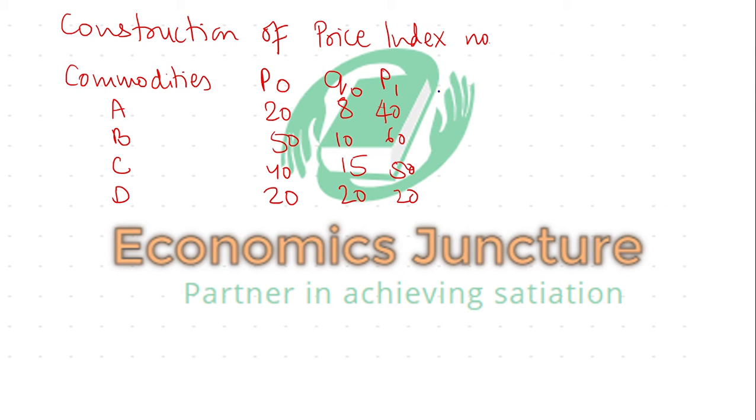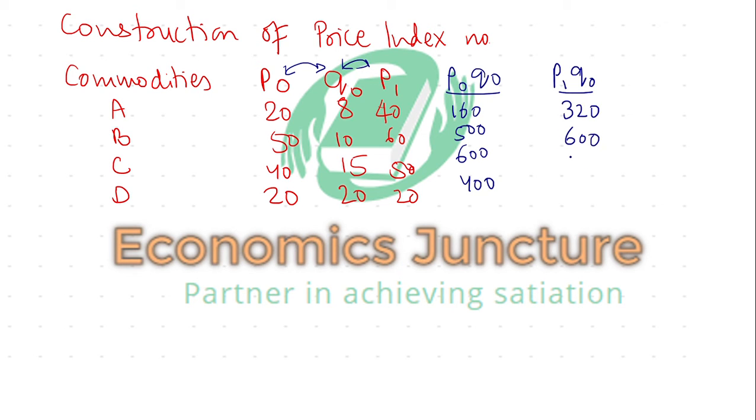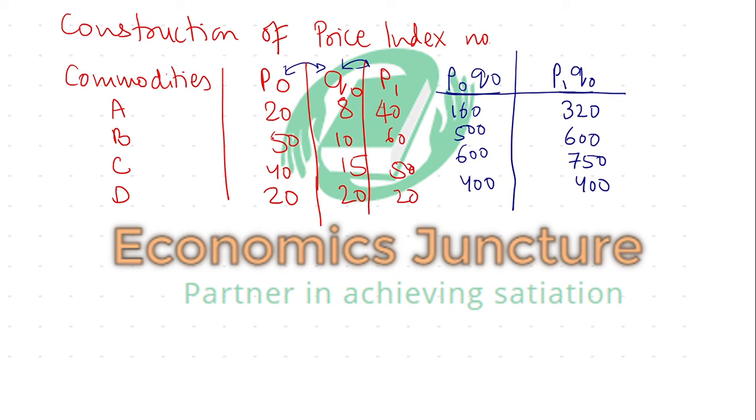So we'll multiply P0 Q0, and also we'll multiply P1 Q0. If we multiply P0 Q0, we'll get 160, 500, 600, and 400. If we multiply P1, the current year price, and the quantity of base year, we'll get 320, 600, 750, and 400. So this is our table which we have calculated.